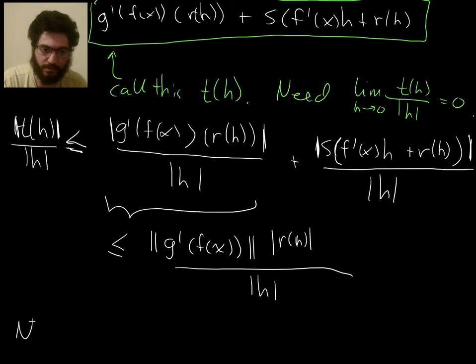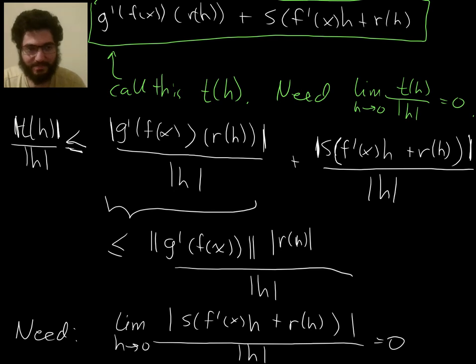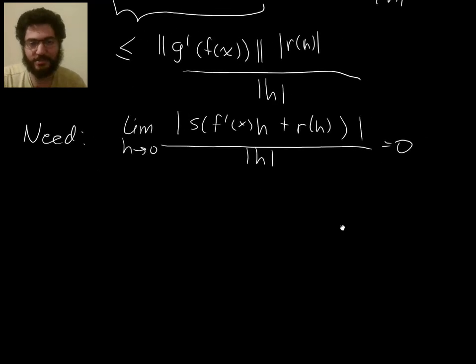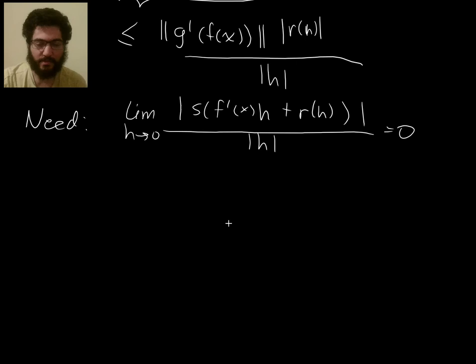What's left, what we need to finish the proof of the chain rule, is we need this remaining part to limit to 0. The second term there. That's what we need. Okay, so now we're just this one step away from finishing. And this is more complicated than it was when I was doing the proof incorrectly last time.